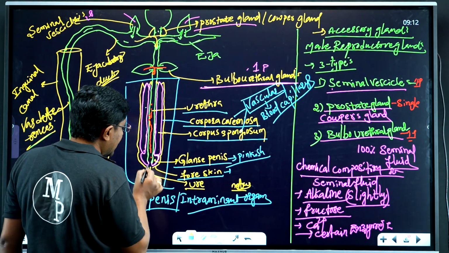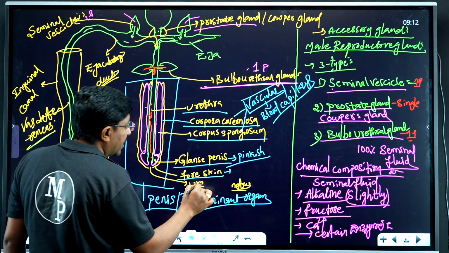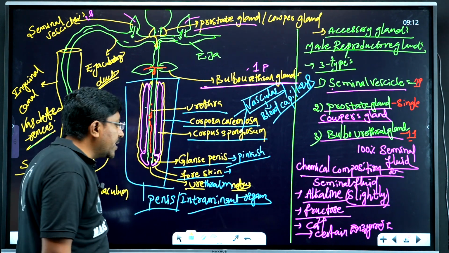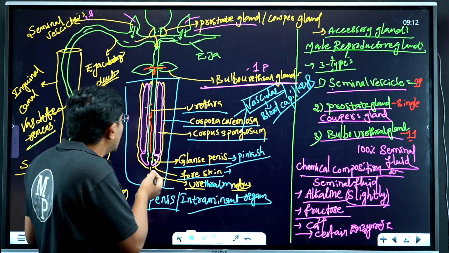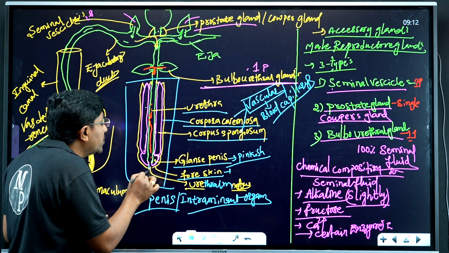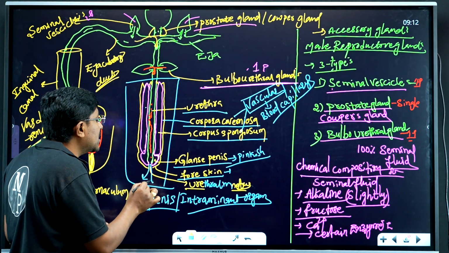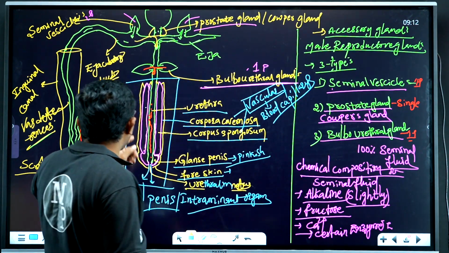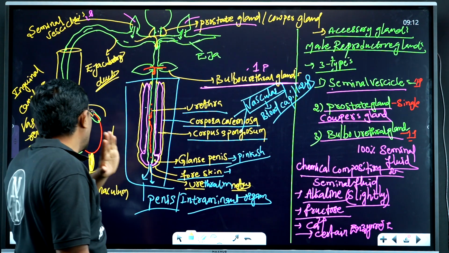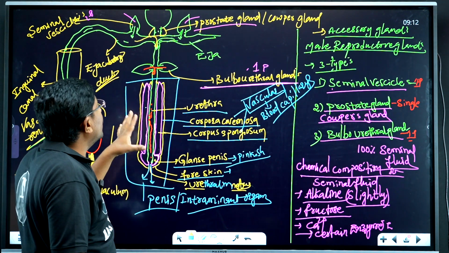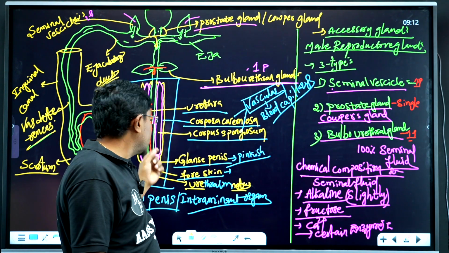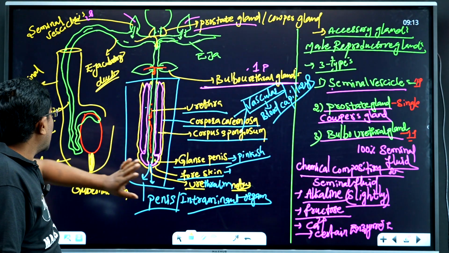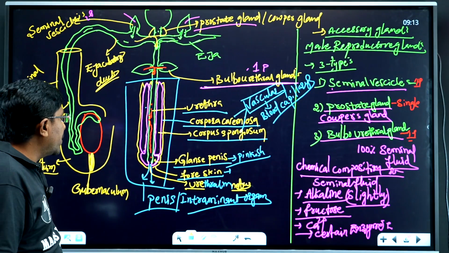Along with this, the opening of the urethra is called the urethral meatus. Through this opening, the urine comes out, and the semen also comes out from the urethral meatus. Urine and semen both come out through it. It is the outside opening, the urethral meatus. So these structures are present in the male reproductive system.